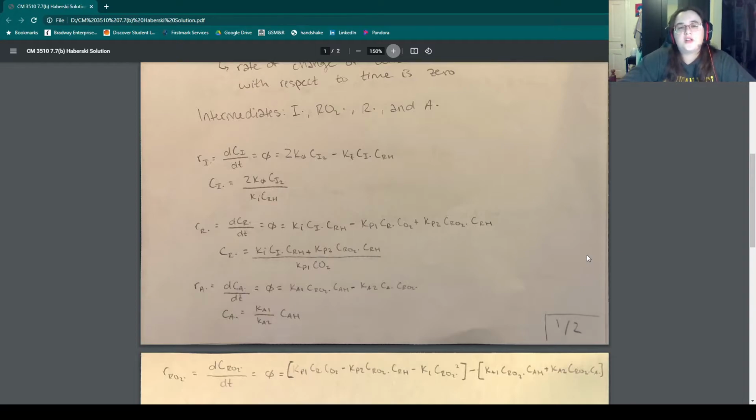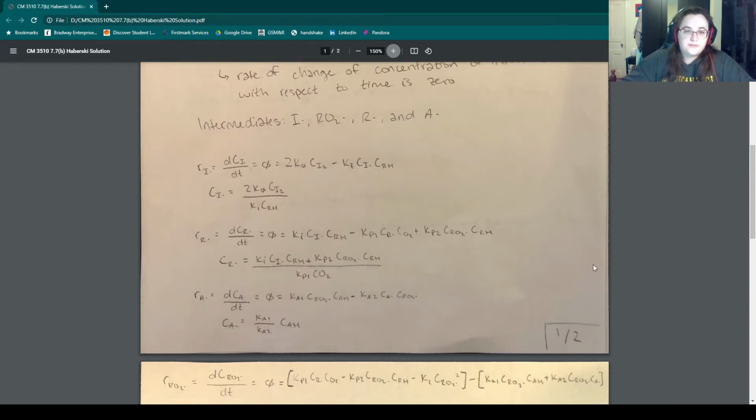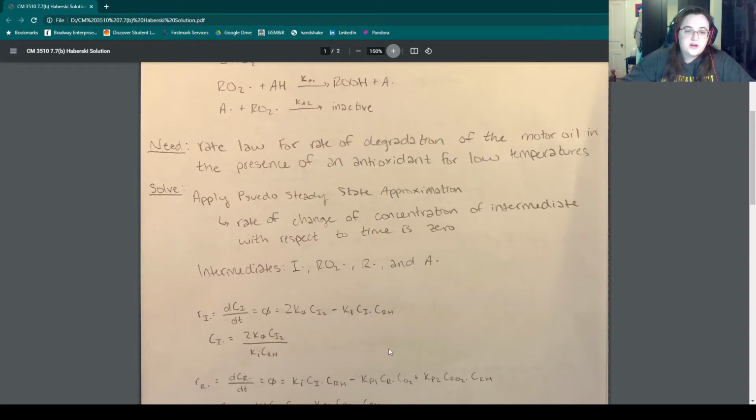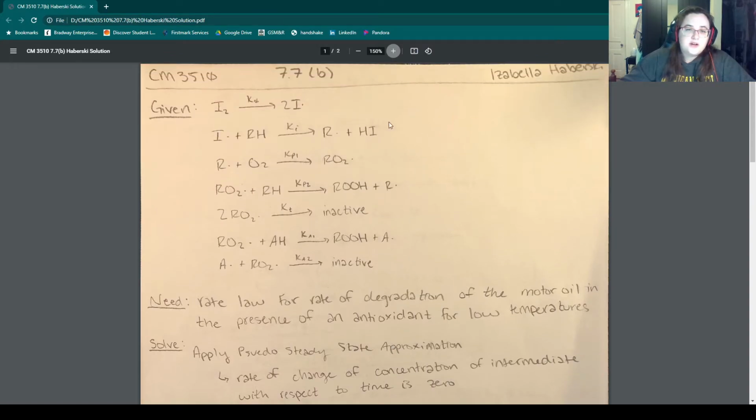Okay, so we are going to begin by getting our rate laws for our intermediates and solving for the concentration of them. So I'm going to explain how I get the first one, and for the first rate law, I should say, you can see how I rearrange the equation. But I'm only going to explain the first one, and the other ones will be the same idea. So for this first one, our intermediate is the I radical, which is only present in the top two equations. So that's the only two we need to worry about. So we have K naught for the first one and Ki for the second one.